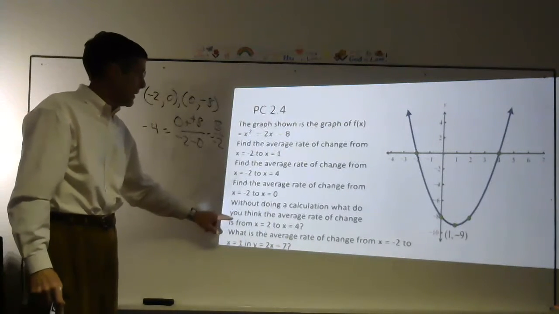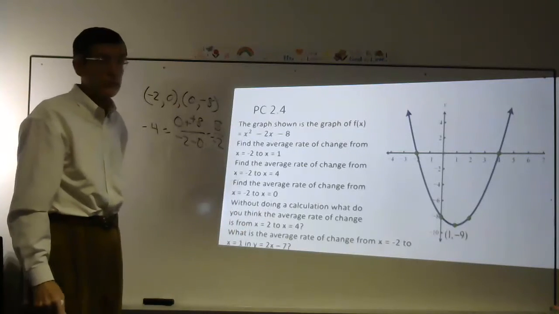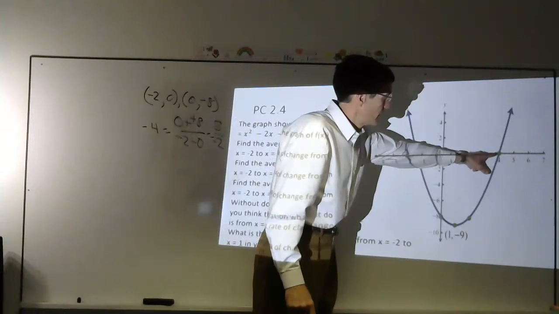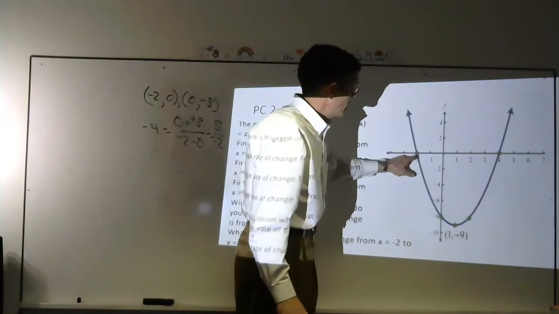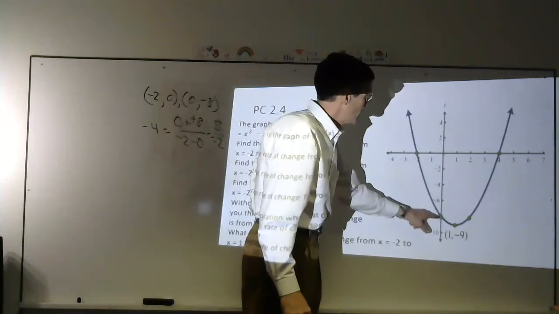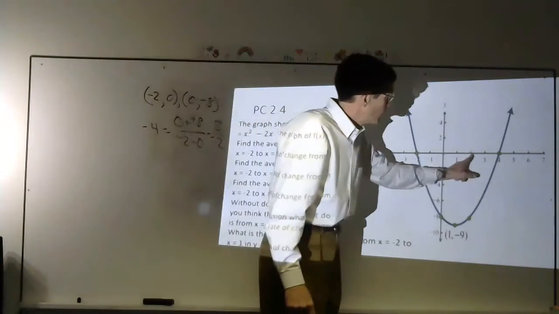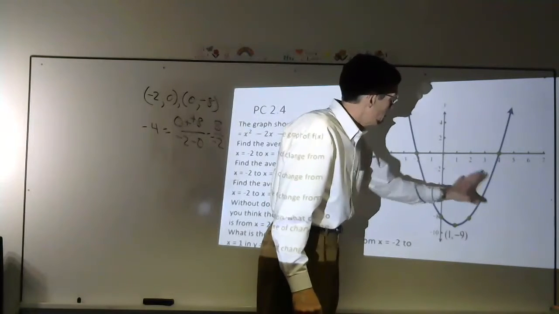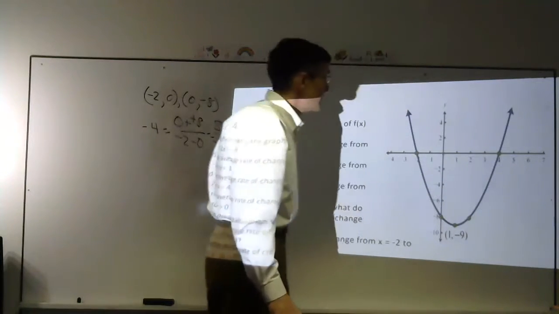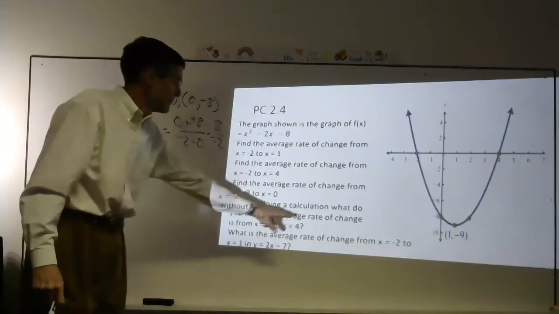Without doing a calculation, what do you think the average rate of change from 2 to 4 is? From 2 to 4. If from -2 to 0 we said it was -4, from 2 to 4, isn't it exactly the mirror image? So from 2 to 4, shouldn't it be a +4, right?